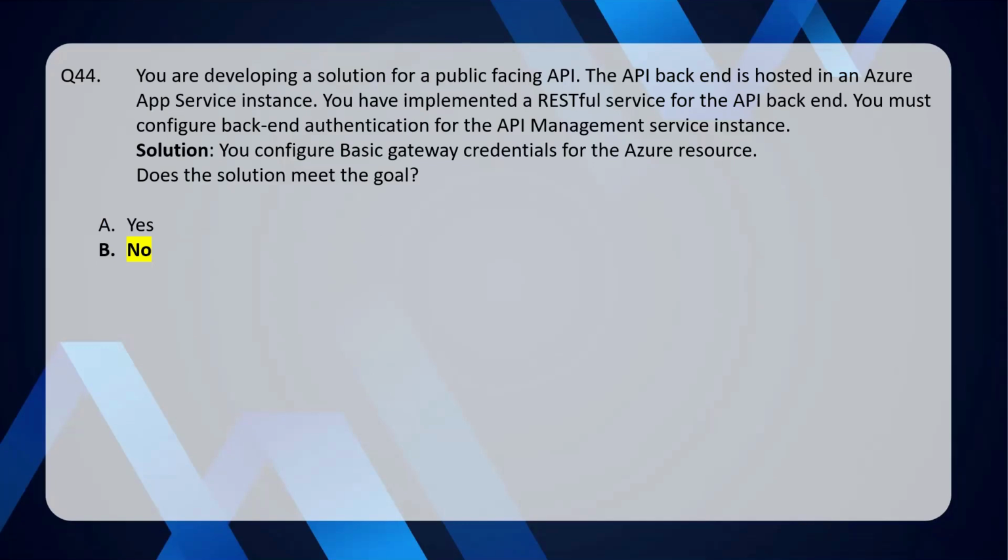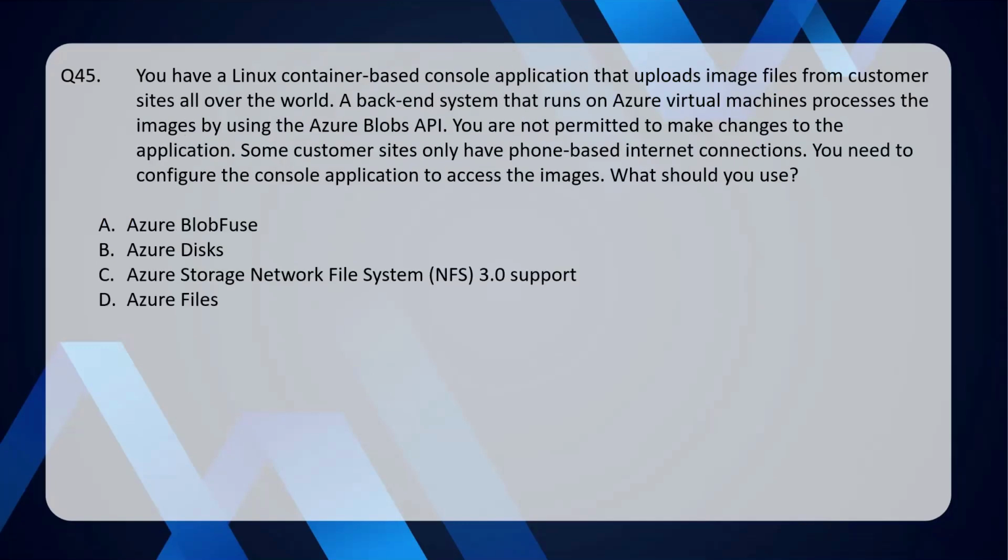Let's look at question number 45. You have a Linux container based console application that uploads image files from customer sites all over the world. A backend system that runs on Azure Virtual Machine processes the images by using the Azure Blobs API. You are not permitted to make changes to the application. Some customer sites only have phone-based internet connections. You need to configure the console application to access the images. What should you use? Your options are Azure Blobfuse, Azure Disks, Azure Storage Network File System 3.0 support, Azure Files.